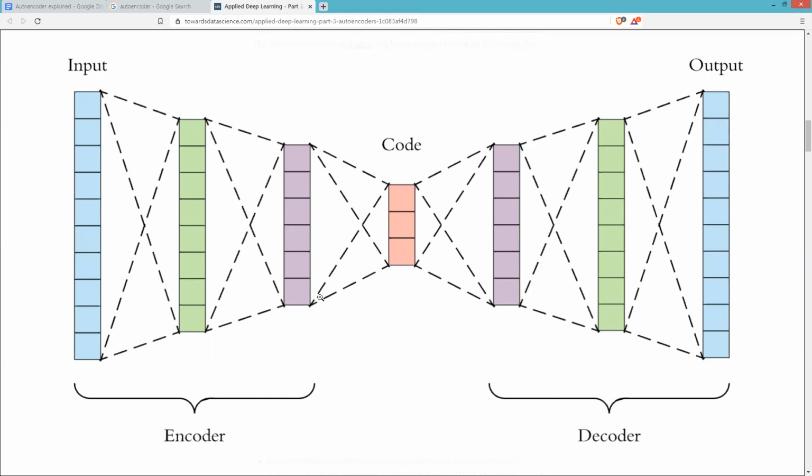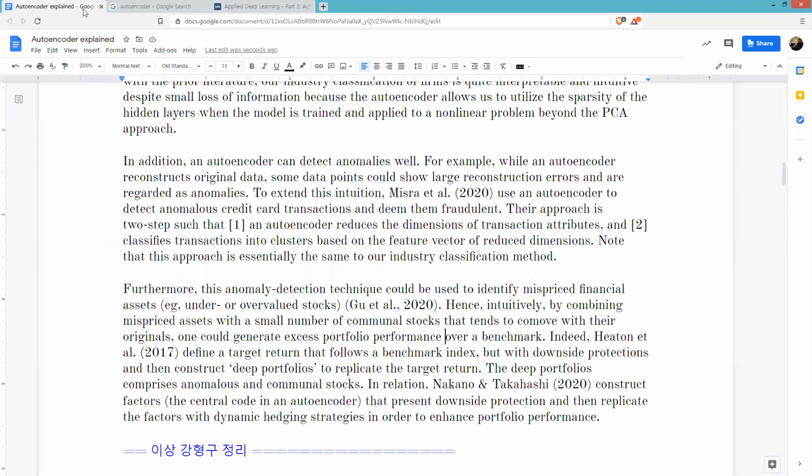Outlier means possibly underpriced or possibly overpriced. Of course, then we can make money by buying underpriced stock and by selling overpriced stock, right? That's basically the intuition. Or we can do clustering analysis of the stocks so that we can find a portfolio of undervalued stocks or a portfolio of overvalued stocks. Okay. Hence, intuitively, by combining mispriced assets with a small number of common stocks that tend to co-move with the originals, one could generate excess return, excess portfolio performance over the benchmark.